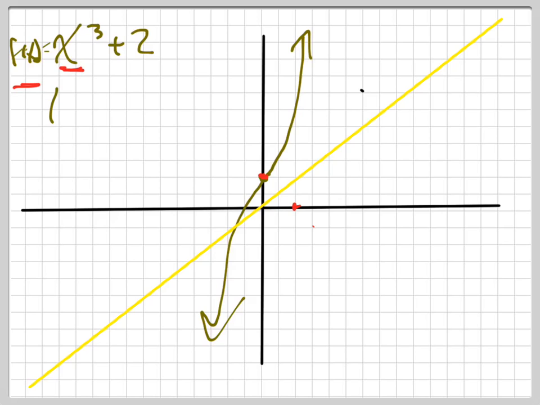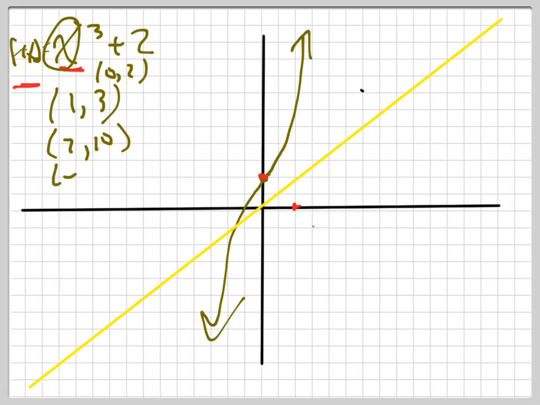So points on f(x) are (1, 3). Of course, (0, 2) is a point. I'm just plugging them in like a T-chart. Plug in 2 here, and what do you get? 2 cubed is 8, plus 2 is 10.